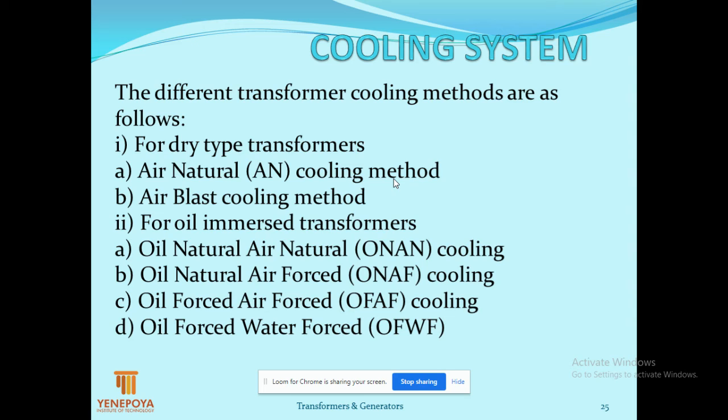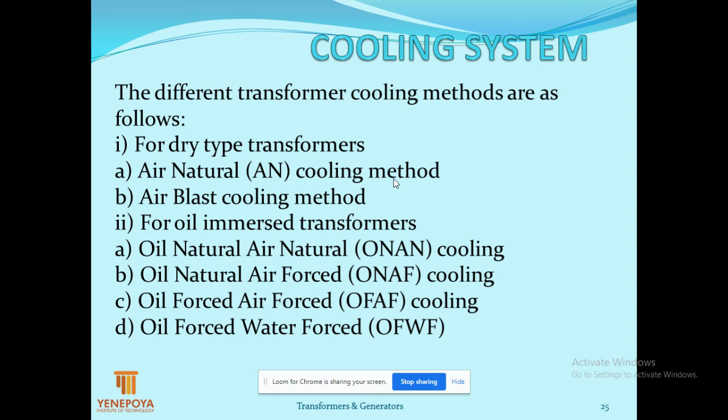The next category, apart from the oil immersed transformer, is the dry type transformer. There you can use air natural or air blast. For the oil immersed transformer, there is ONAN cooling, that is oil natural, air natural; oil natural, air forced; oil forced, air forced; and oil forced, water forced. Oil natural and air natural means your transformer oil is cooled naturally with the air.